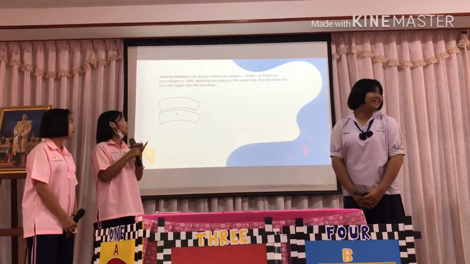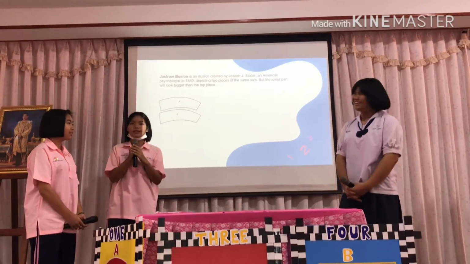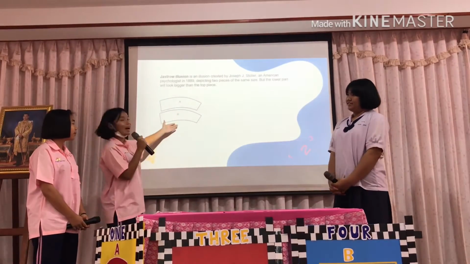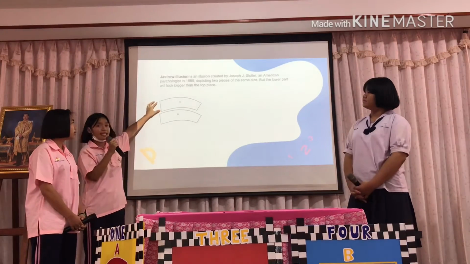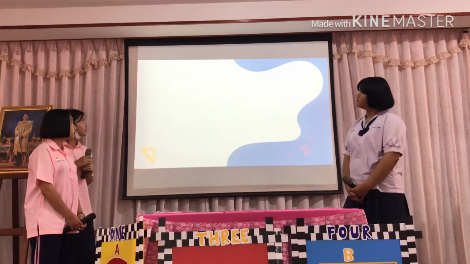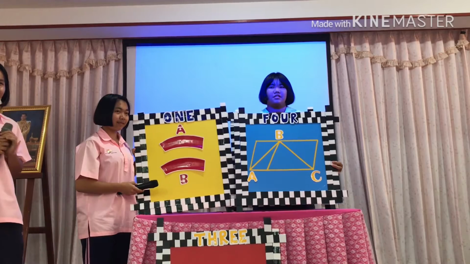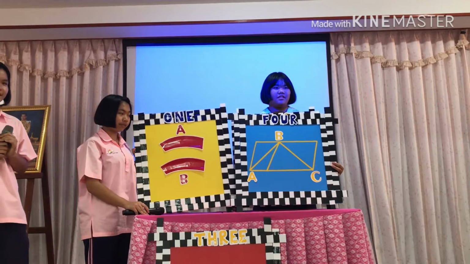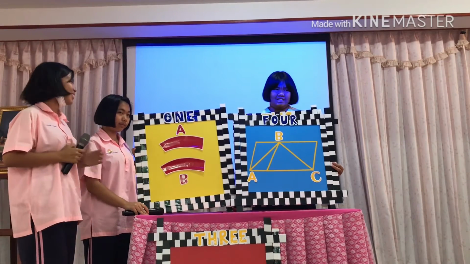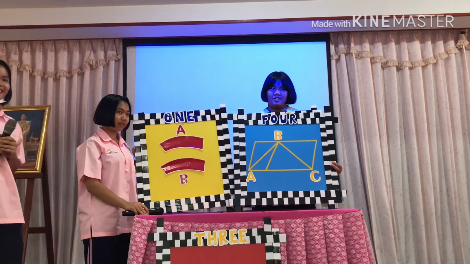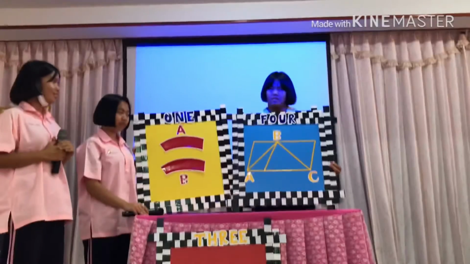Seat 89 depicting two pieces of the same size, but the lower part will look bigger than the top piece. There are many shapes, different shapes, right? So, can you tell me what shape that is, or identify what shape that is?